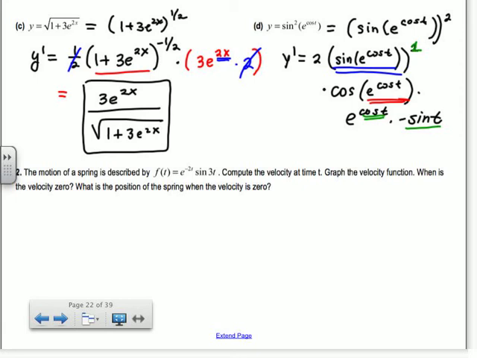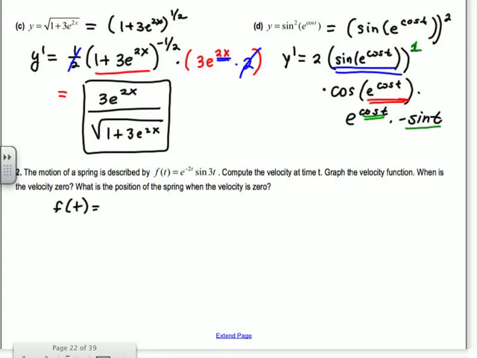All right, number 2. The motion of a spring is described by f of t equals e to the negative 2t sine of 3t. Compute the velocity at time t, and graph the velocity function. All right, so this is our position. So the motion is described by this position function. So my velocity is going to be f prime. So I need to take the derivative of e to the negative 2t sine of 3t.